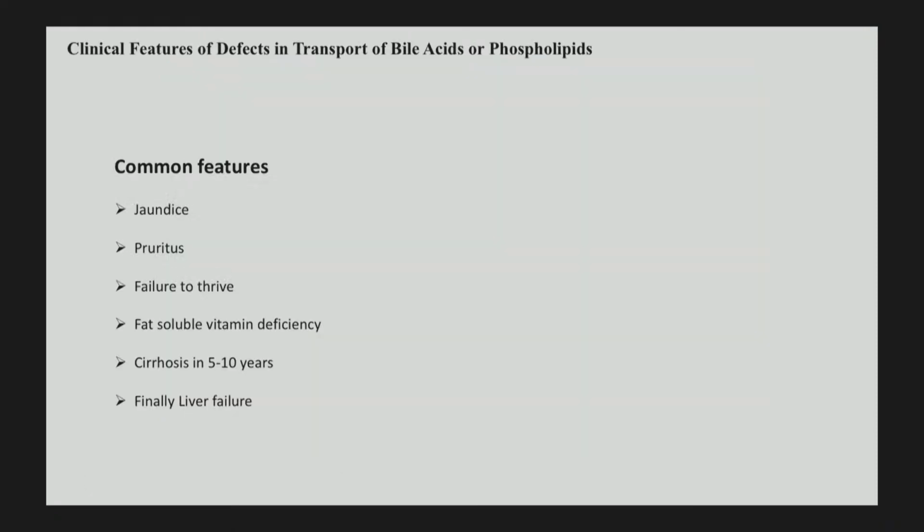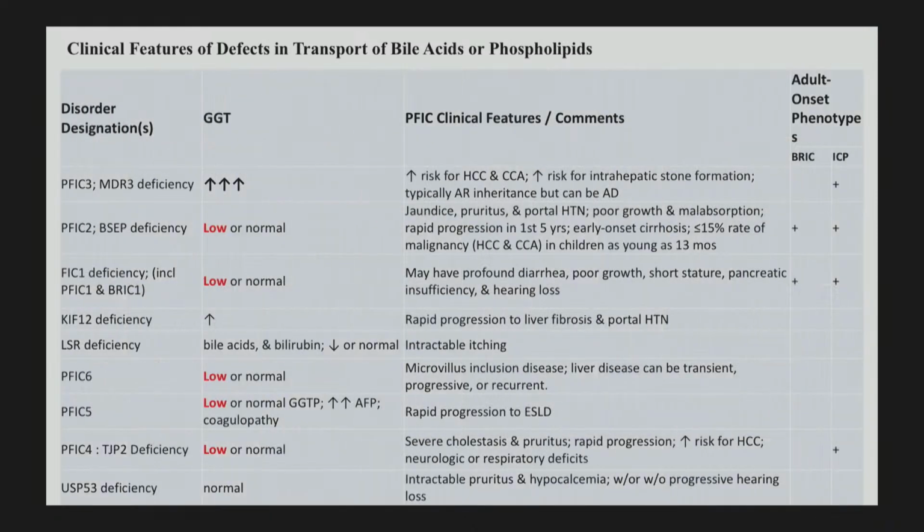Now, what are the common clinical features in all these bile acid defects? They will have jaundice, pruritus is common, there will be failure to thrive, fat-soluble vitamin deficiency, they can progress to cirrhosis in 5 to 10 years, and finally they progress to liver failure. But what are the differentiating features between each of these types? As a rule, PFIC type 3 is the only condition in this group which will present with high GGT cholestasis. The rest are with normal or low GGT cholestasis. PFIC type 3 also has an increased risk of HCC and cholangiocarcinoma, and increased intrahepatic stone formation.